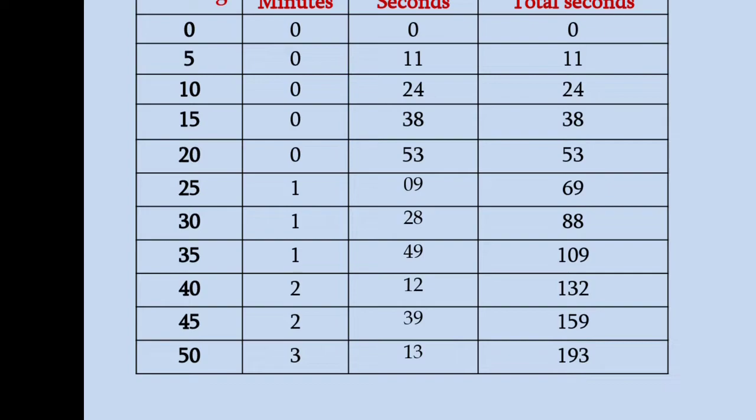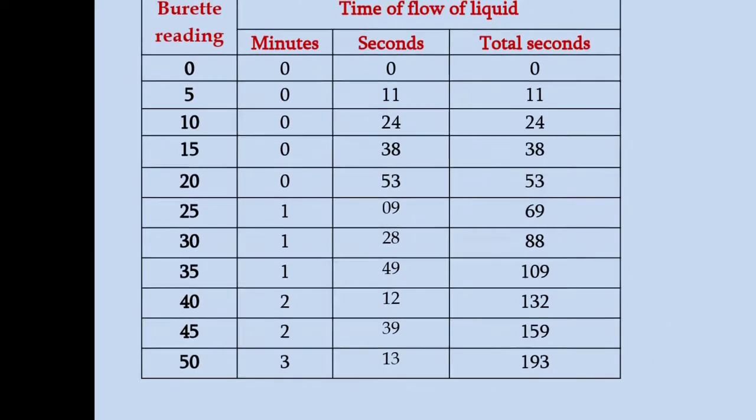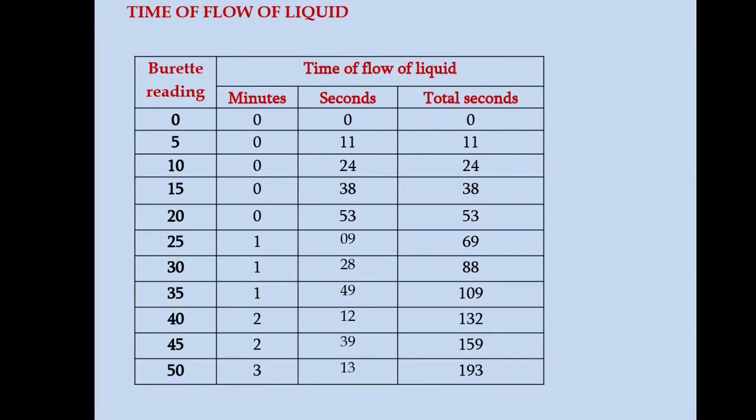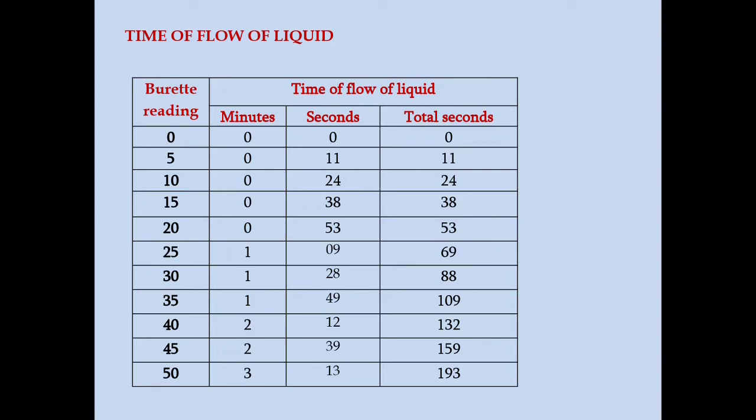In the same way, we can convert every minute into seconds. For the burette level of 50, the time taken is 3 minutes 13 seconds. When you convert it into seconds, we get 180 plus 13, totally 193 seconds. So we have converted all the time recorded into seconds.